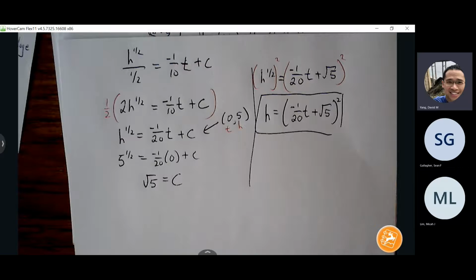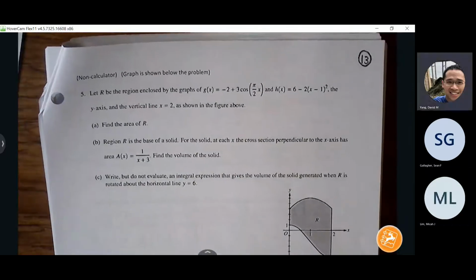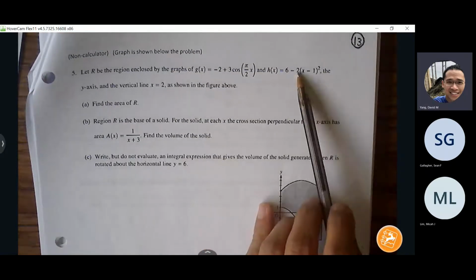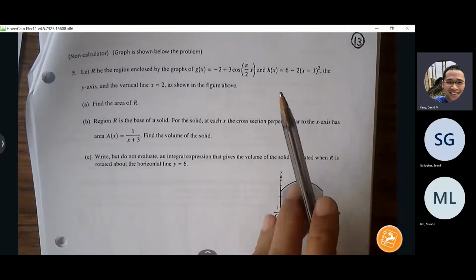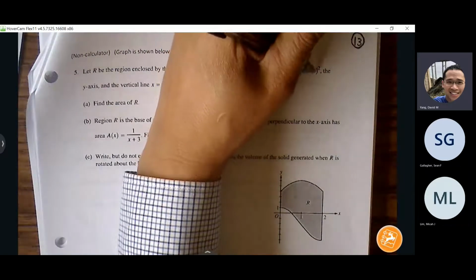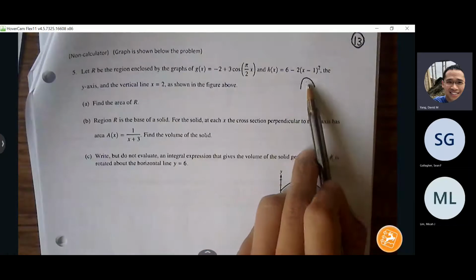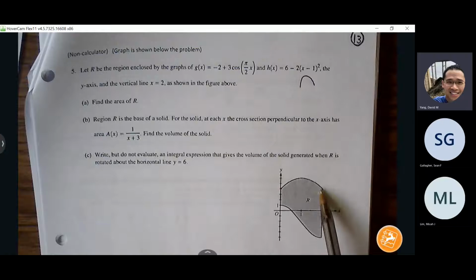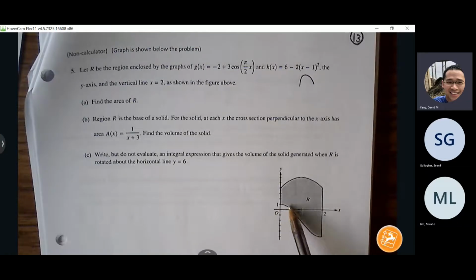All right, number 5. Okay, so let R be the region enclosed by the graph of g of x and h of x, which is 6 minus 2 times (x minus 1) squared. The 6 minus 2 kind of reminds you of a parabola that opens down, right? You've got the negative, you've got the squares, so it's going to be a parabola. So you know that this h of x is referring to this part. This is more of a parabola shape than the other graph. And this negative 2 plus 3 cosine, that's going to be the one below.